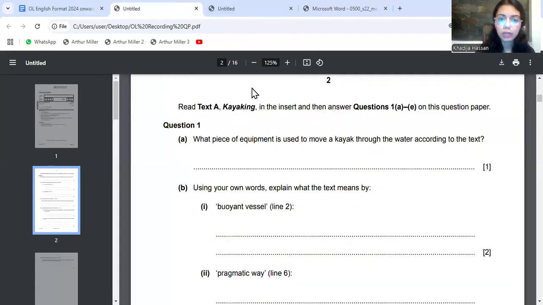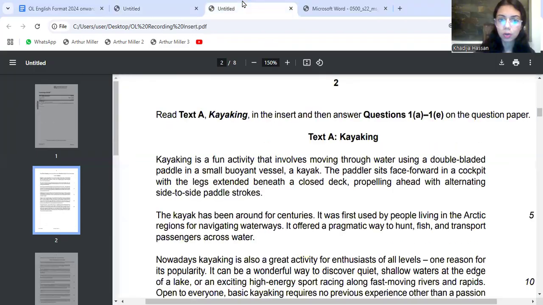Right. So in this question, they haven't really given you a paragraph. So this question is from paragraph this. So we can assume that it's in one of the earlier paragraphs. It's very rare that a question is in the beginning and its answer is going to be in the middle or in the end. It's usually going to be in the beginning, right? So what piece of equipment is used to move a kayak to the water according to the text?